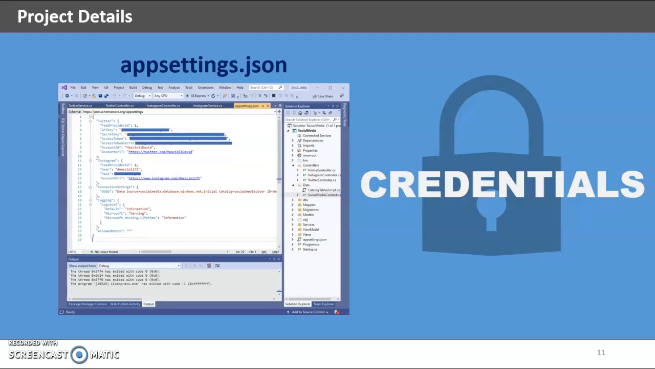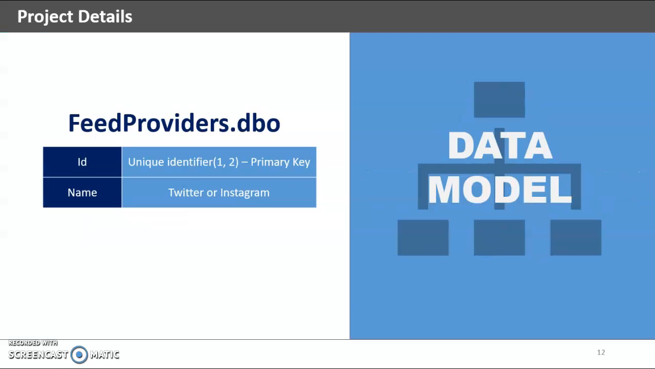App setting is the configuration file. This is where we fit the settings for the project. Here you will find the credentials for authorization for Twitter and Instagram, as well as a connection string for the SQL Server database. The data model consists of 2 tables.